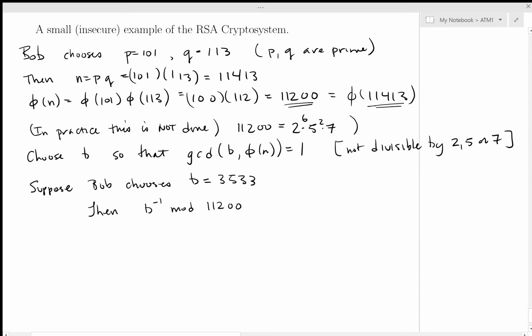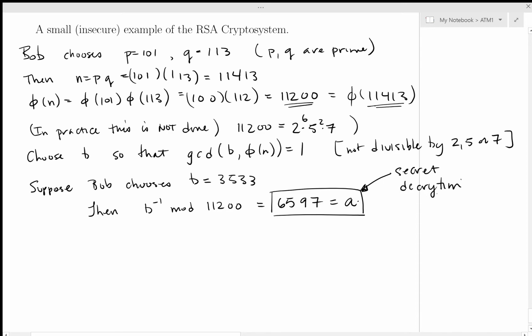Okay, so this is the inverse of b mod phi of n, and that number comes out to be 6597, and that is A. That is the secret decryption exponent.